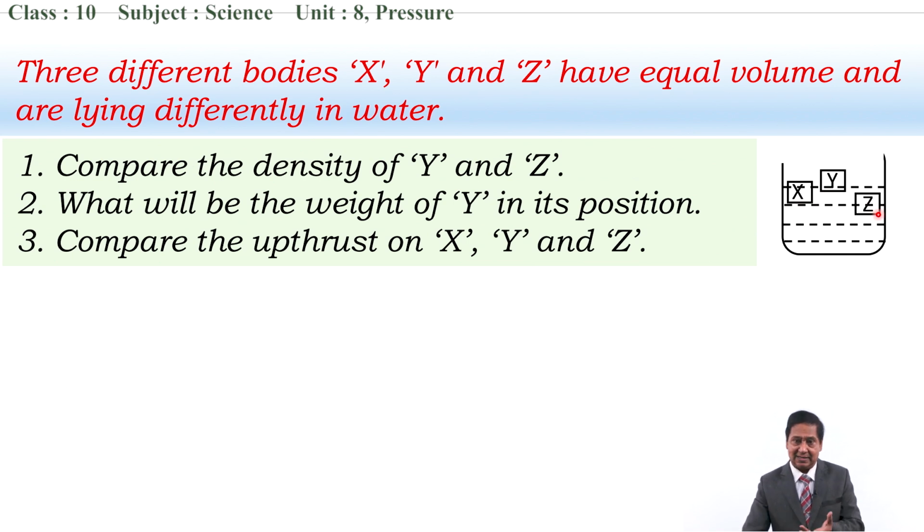But what about Z? Z is completely immersed. All of them have the same volume and Z is completely immersed. It means the weight of displaced water by Z is greater than X and Y. So the upthrust acting on Z is more than Y and X. So we can conclude that upthrust on Z is maximum, upthrust on X is less than Z, and upthrust on Y is less than X. This way we can answer the question.